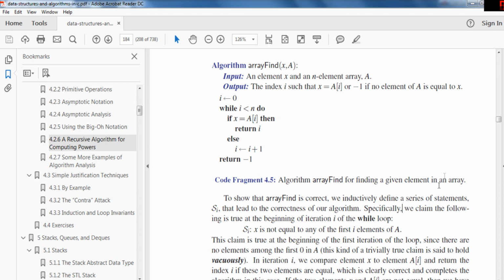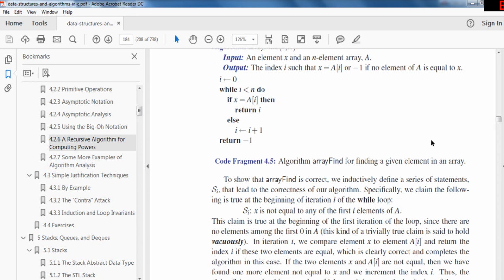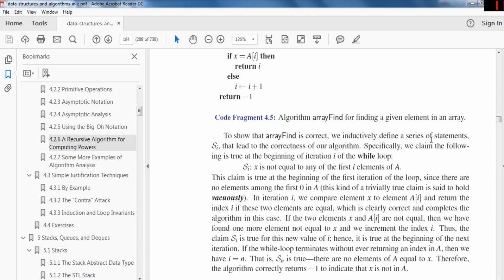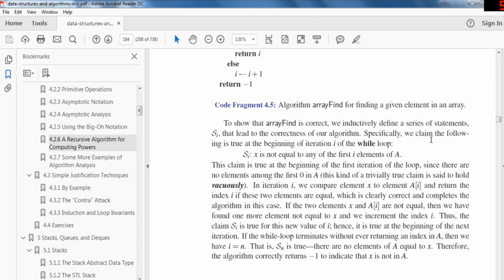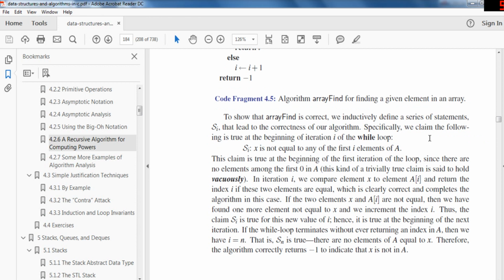In the i-th iteration, we compare the element x to the element A[i]. During the i-th iteration, you know that x is not equal to any of the first i elements of the array before this if statement. Then you compare, and if they're equal, you return the index, which is clearly correct and completes the algorithm in that case. If the two elements x and A[i] are not equal, then we have found one more element not equal to x, and we increment the value of i. Thus, the claim S(i) is true for this new value of i. Hence, it is true at the beginning of the next iteration.